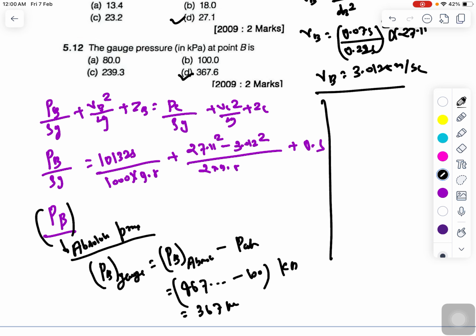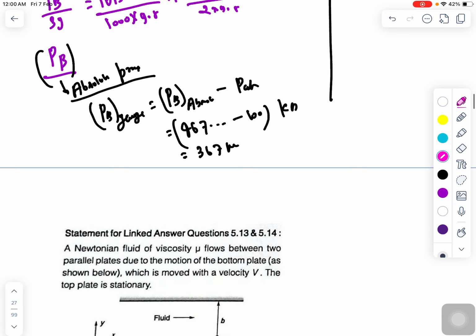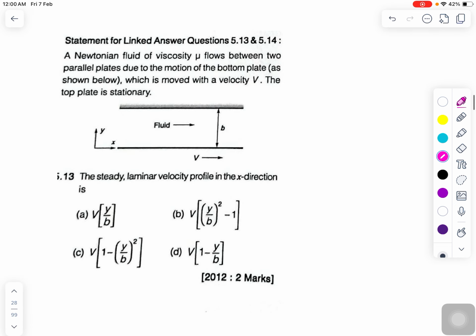So you have to understand what gauge pressure is here. P gauge is equal to P absolute minus P atmospheric. So if you are putting P absolute in kilopascal, then you have to substitute atmospheric pressure also in kilopascal. Whatever unit you are selecting, you should be consistent with the unit, right?